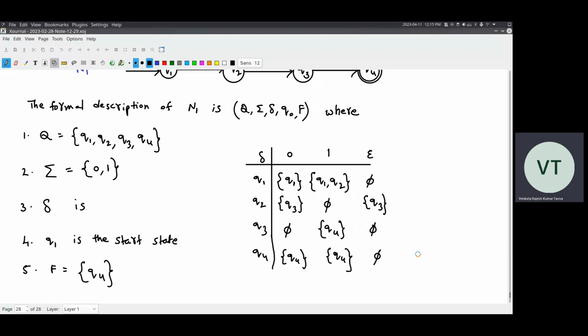Okay, so this is the transition function for this particular NFA. All right.